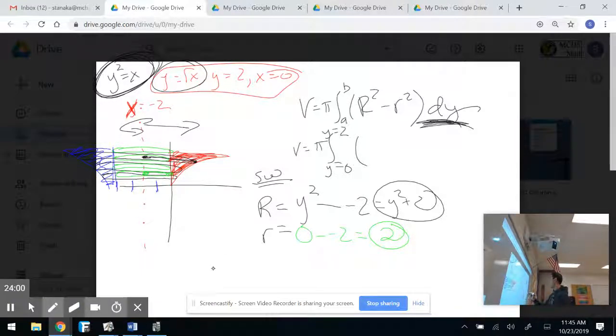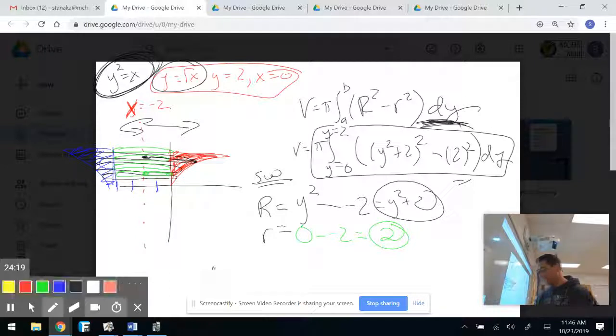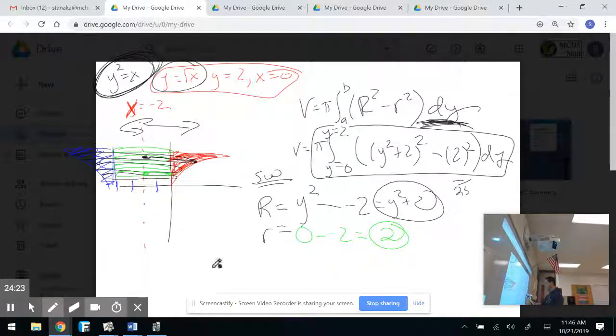And then we have capital R. So this time this guy comes first. y squared plus 2. We're going to square that minus the little r squared, which would be 2 squared. This would be an okay one to not use a calculator. But let's use our trusty calculator and see if we get the same answer. How about it? I math fracked that, and I got 256 over 15 pi. Did you guys get that? I really hope you got that on your own.